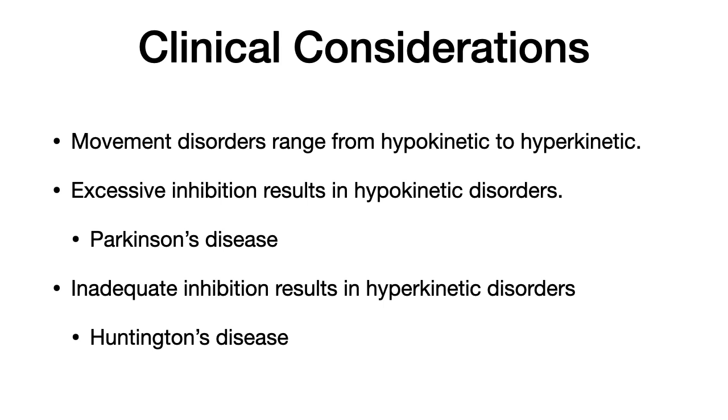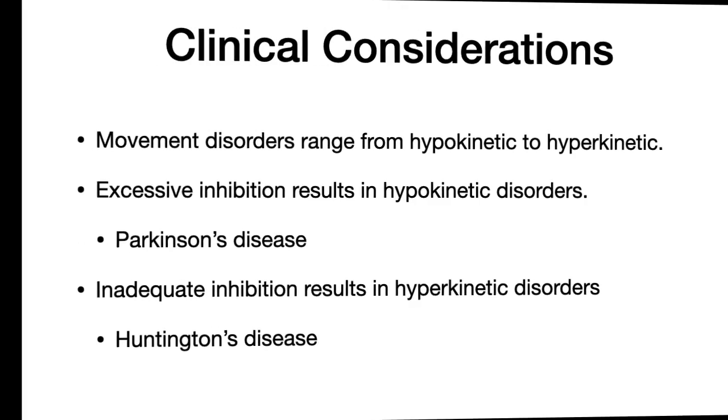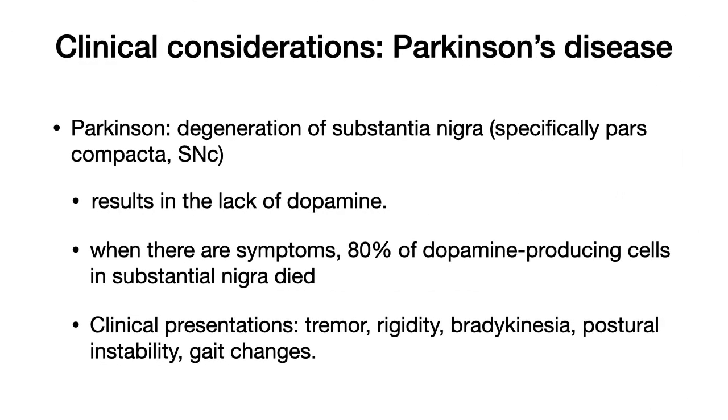Now, hyperkinetic means too much movement. There is inadequate inhibition, which results in hyperkinetic disorders. And this is seen in patients with Huntington's disease. Let's first talk about Parkinson's disease.